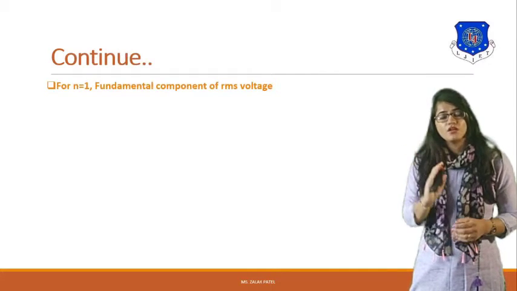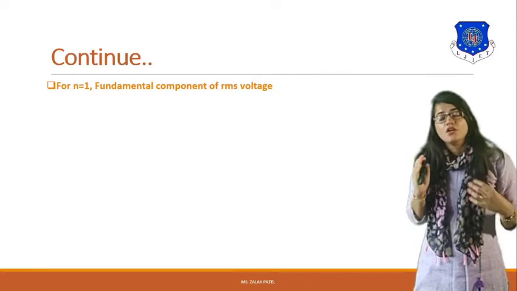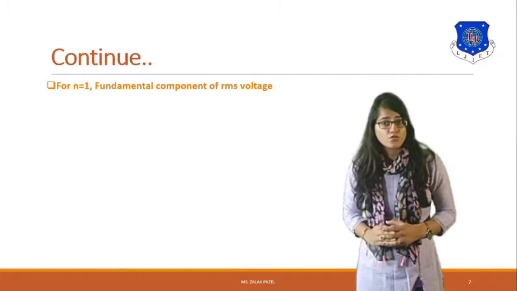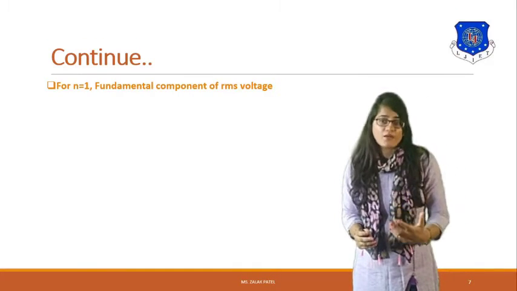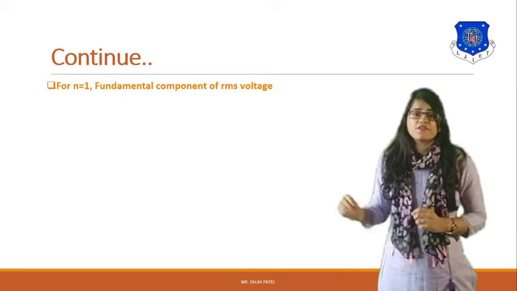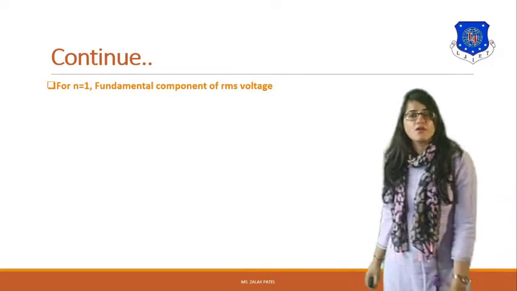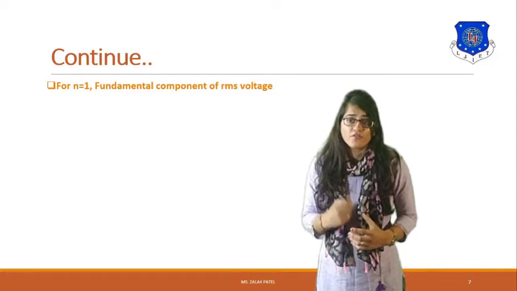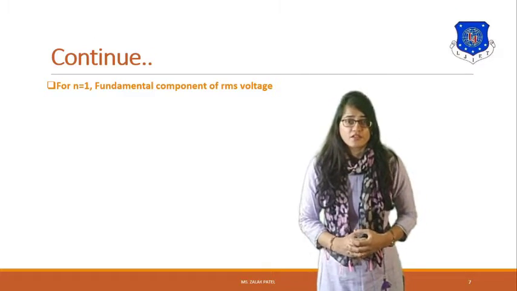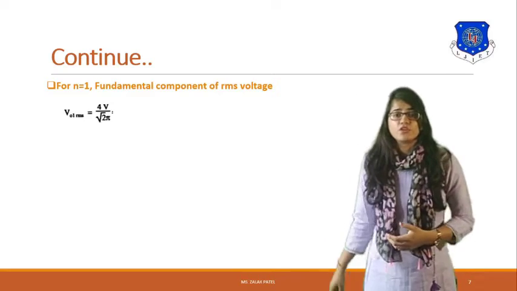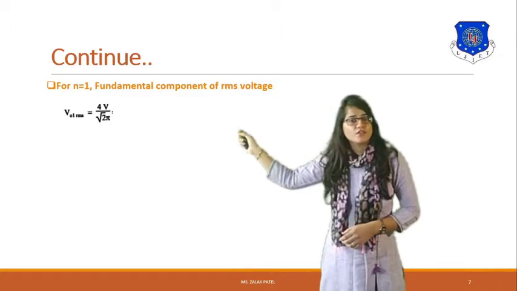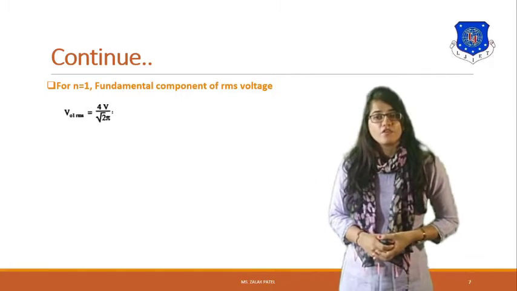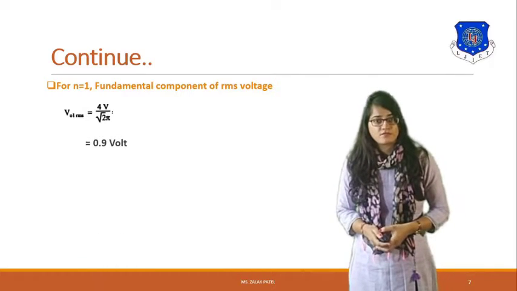Now, by using the same equation for the output voltage V0, we should use the n equal to 1 formula for the fundamental component. Now the question is why we require this fundamental component. The fundamental component is required to find out the value of the harmonic factor. So when we put n equal to 1 in the equation, we get the fundamental component voltage at 4V upon root 2 pi.